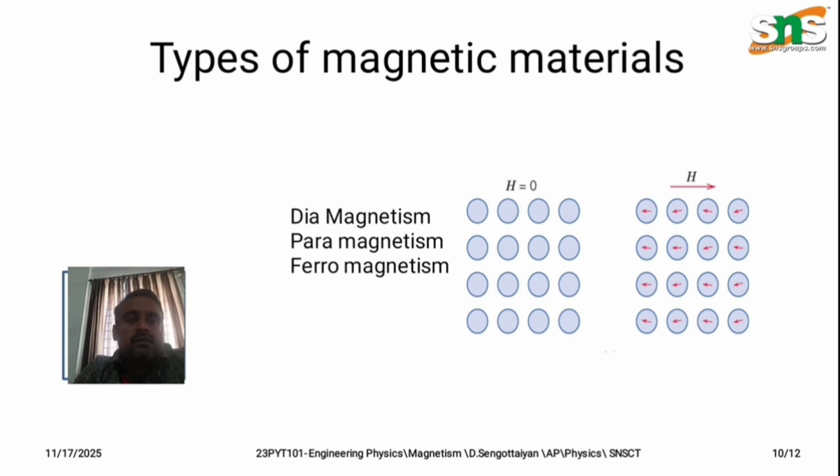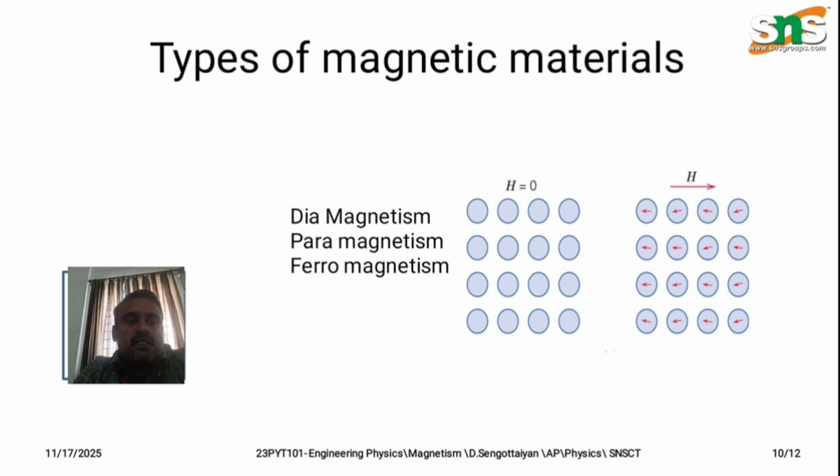Next, the classification or types of magnetic materials. There are three types: diamagnetism, paramagnetism and ferromagnetism. Diamagnetism is also called non-magnetic. The magnetic lines of force do not pass through the materials. All the electrons, atoms or molecules in diamagnetism align perpendicular to the applied field so that lines of force do not pass through the materials.